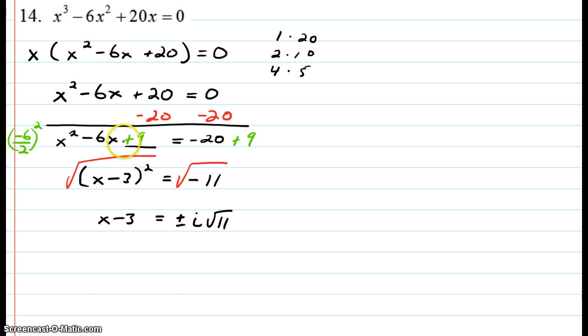Now we just move the 3 over, add the 3. So we get x equals 3 plus or minus i radical 11. So we have one answer, we have two answers, but we're looking for our third answer, and our third answer is right here. So remember that when x is by itself, you would separate this and make it equal 0. So x is 0. Now I have my three answers.